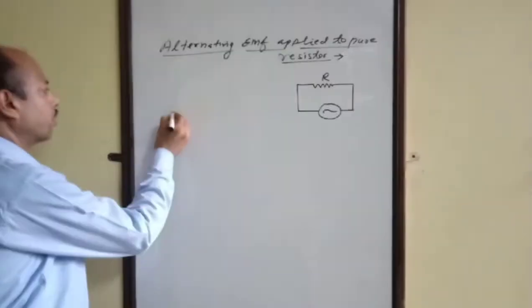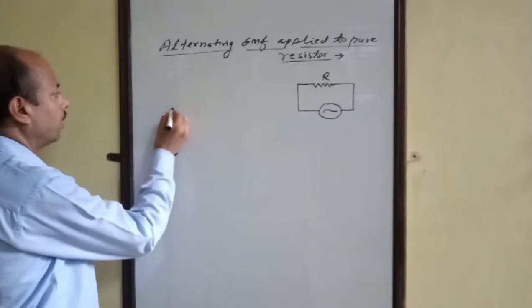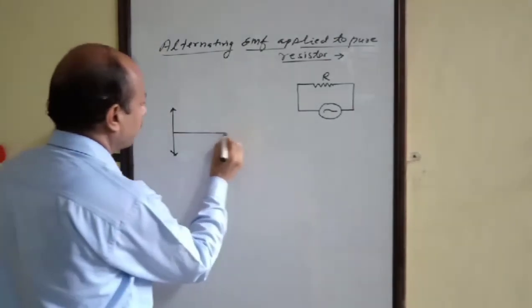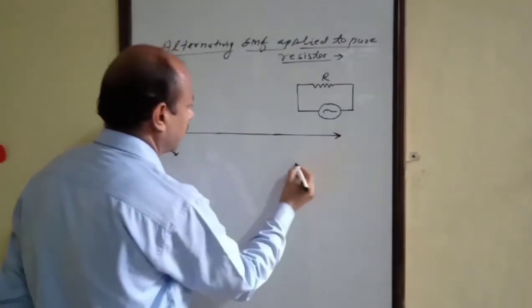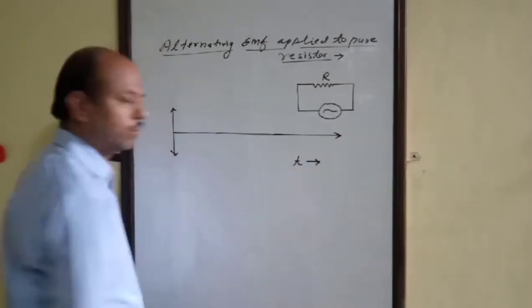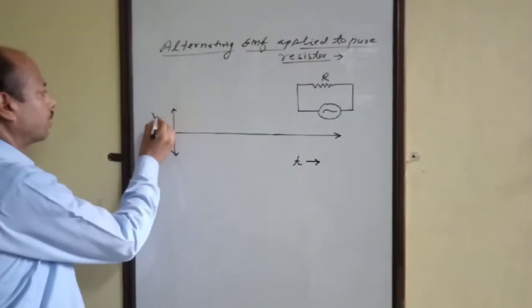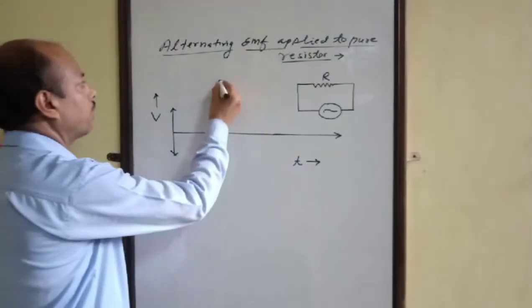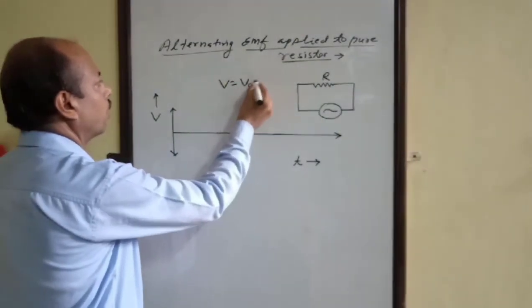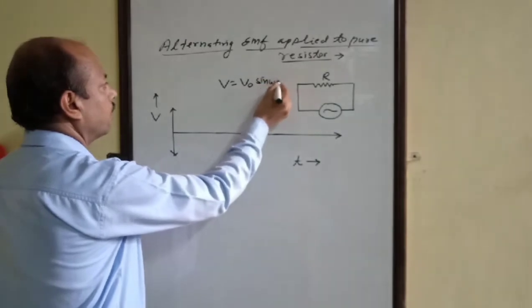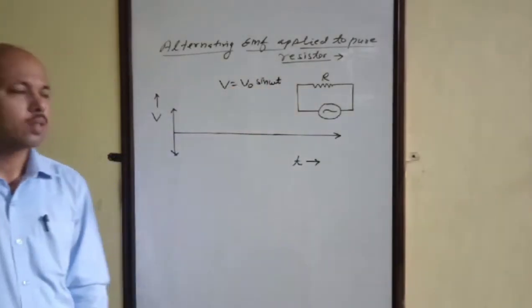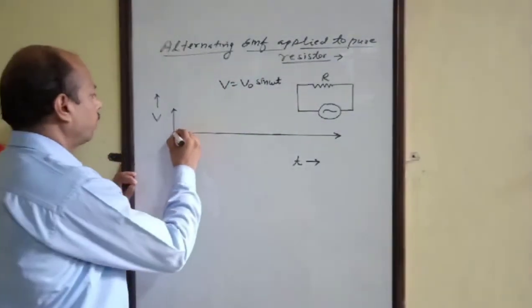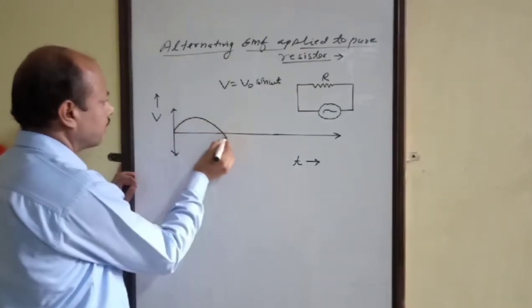I am showing the variation of voltage or current with time. On this axis we are taking time, and here on this axis I am taking voltage. Since we know that V equals V naught sin omega t, therefore the variation will be like this.